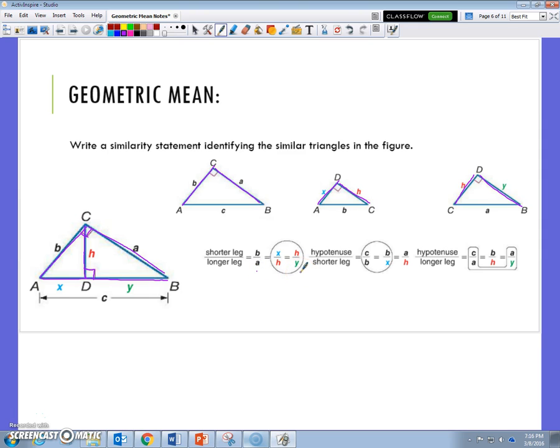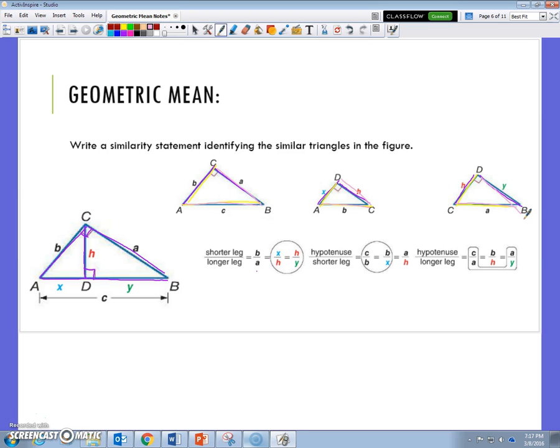I also want to have a comparison between the hypotenuse and the shorter leg. So I could also compare C to B, B to X, and A to H. Okay. Another comparison would be we could do the hypotenuse to the other leg. C to A, B to H, and A to Y.